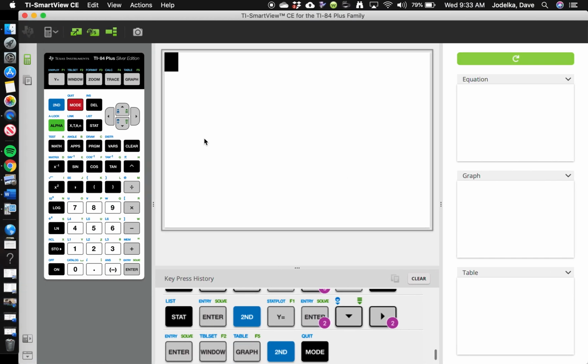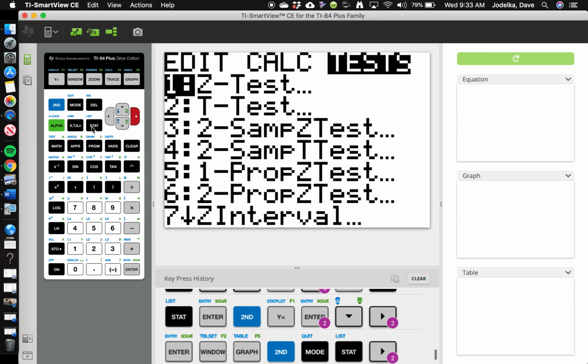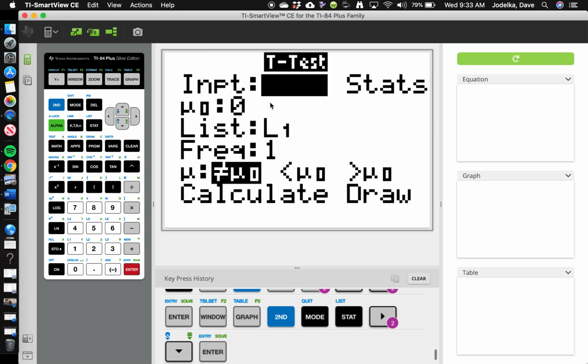And again, that was the hard part. The easy part is doing the test. So we would go to stat, we would go to test. And because we've now subtracted and turned them into a single set of data, I would just do t-test. It's not going to say paired t-test on here. It's just t-test. So pick it.